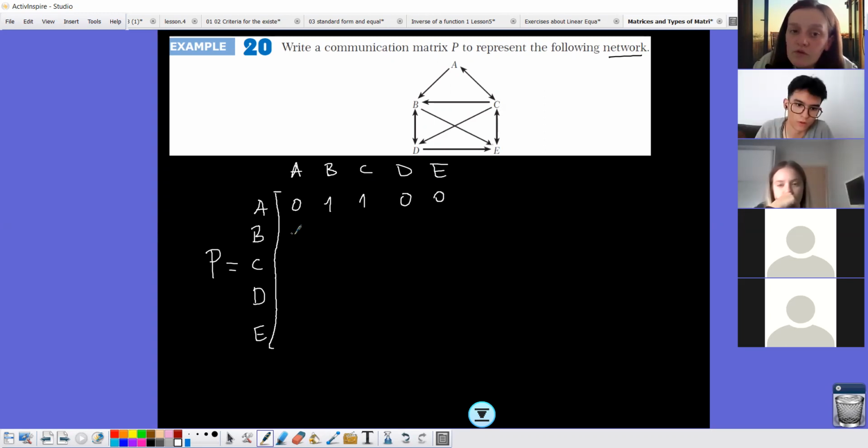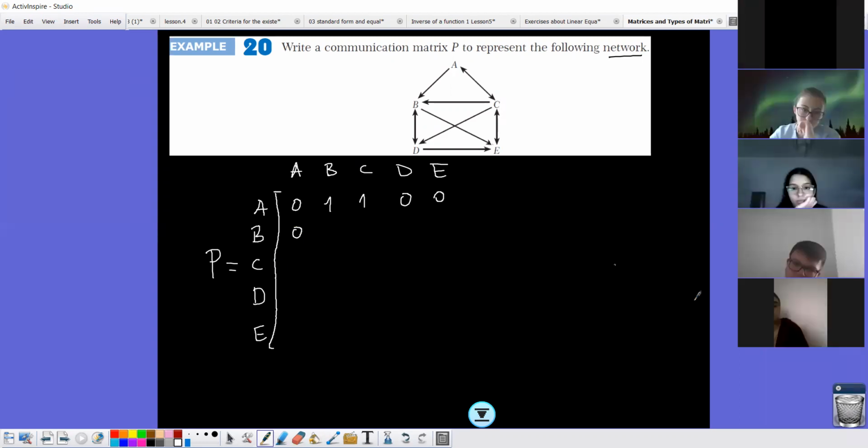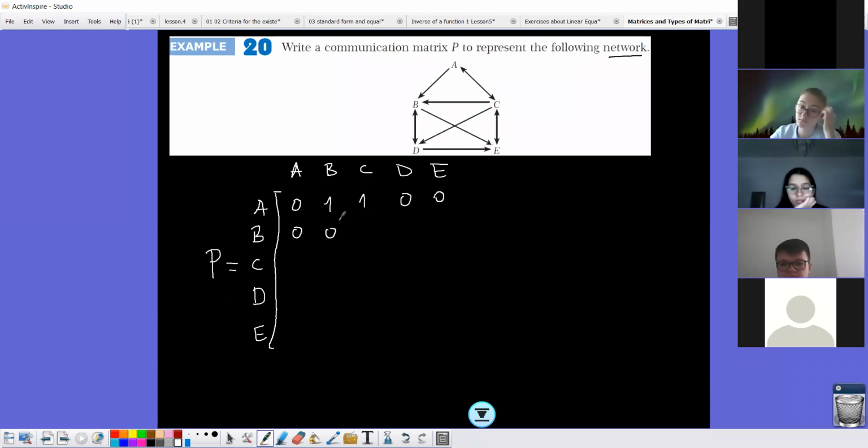Fatih, from B to A? No, teacher, it will be 0. I understood it, teacher. Kibarye, from B to B? No, zero. To itself, it doesn't go to itself, so it will be 0. Rumeysa, from B to C, is there a connection? No, so it will be 0.